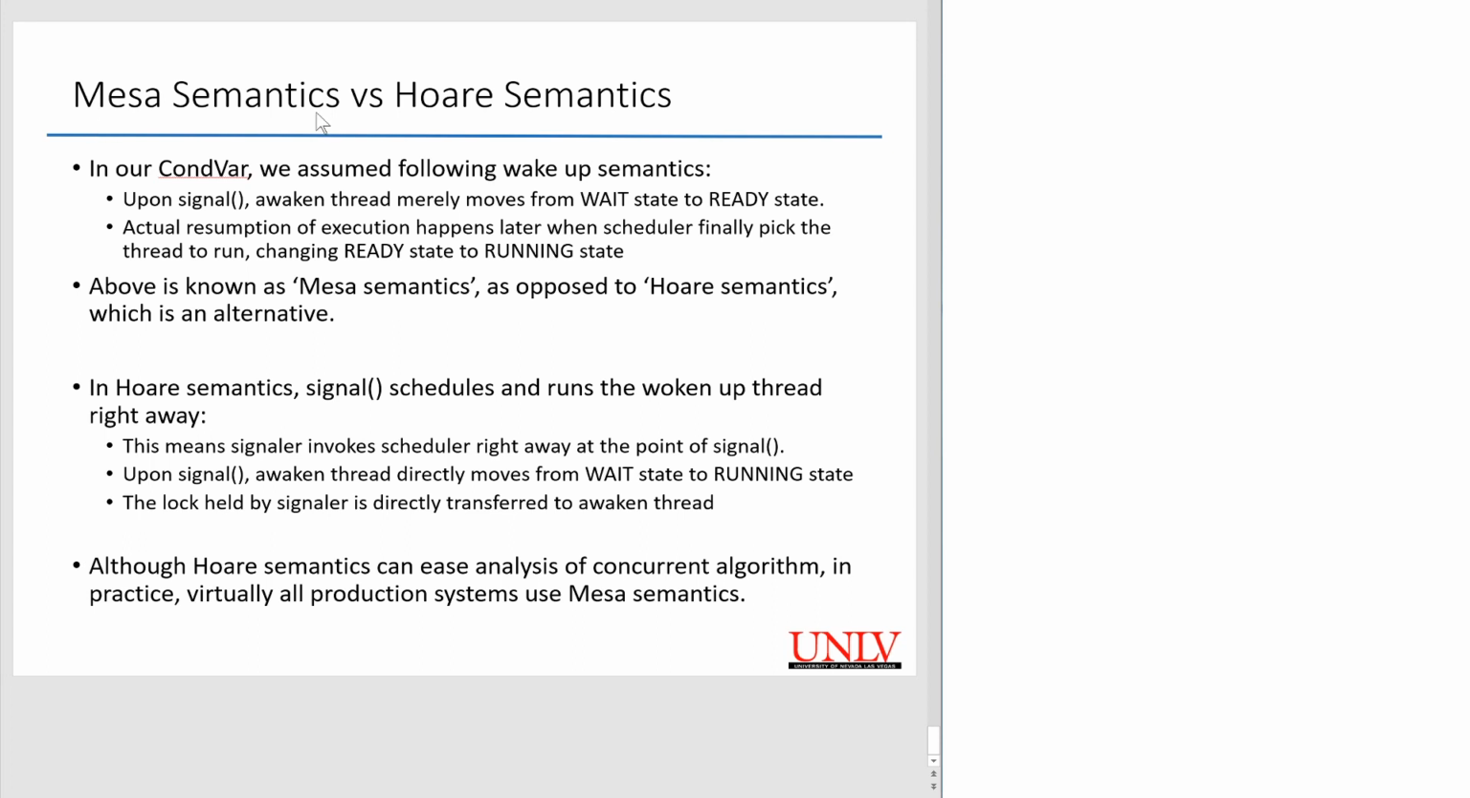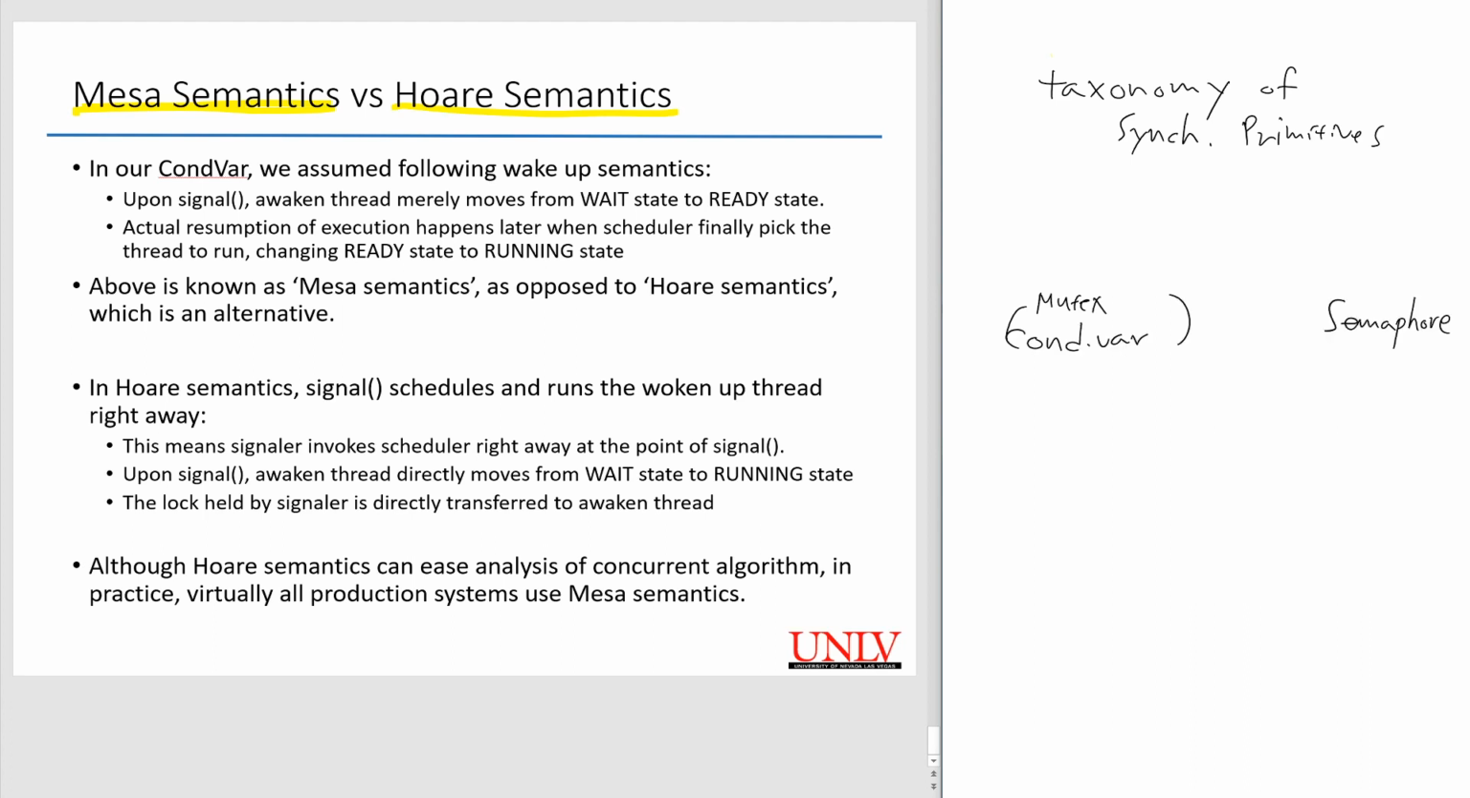But before we finish, let's take a step back and learn about the taxonomy of synchronization primitives. All right, the Mesa semantics and Hoare semantics. We already talked about this Mesa semantic, and the taxonomy of these synchronization primitives. I'm going to use this whiteboard here. Taxonomy of synchronization primitives. On one camp, we have a mutex and condition variable. And over here, we have a semaphore. And these are two big alternatives.